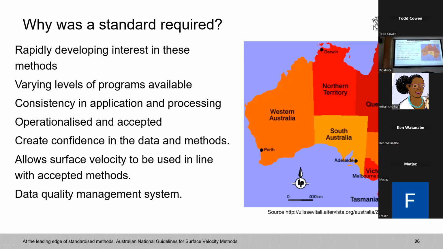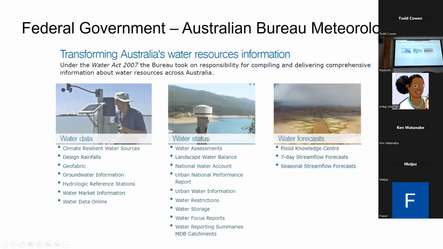Yes, please. So in Australia, we have all the state governments, but the federal government agency, which is the Australian Bureau of Meteorology, they're the ones that all of our information goes into. They don't necessarily do a lot of monitoring themselves, but they use our infrastructure. And they're responsible for setting national standards for hydrometry. Next.